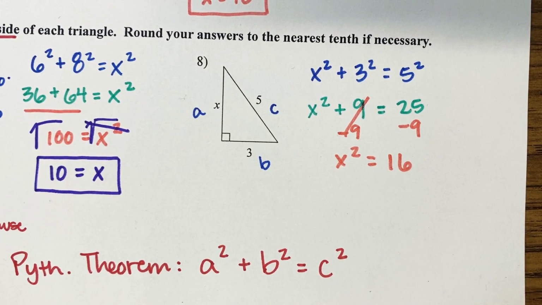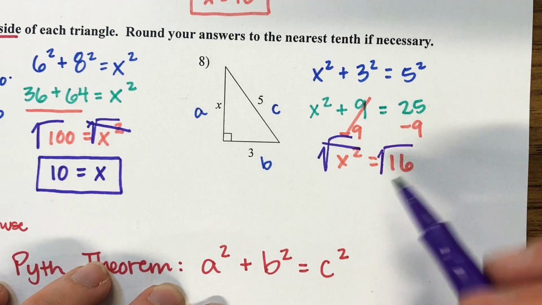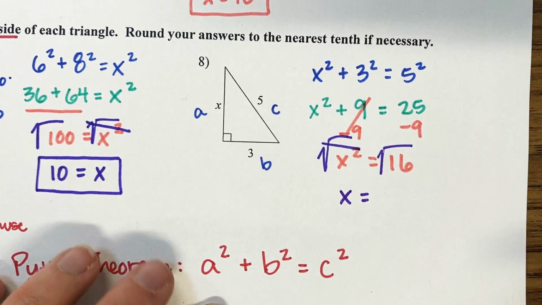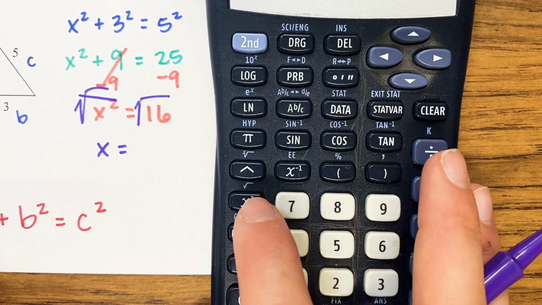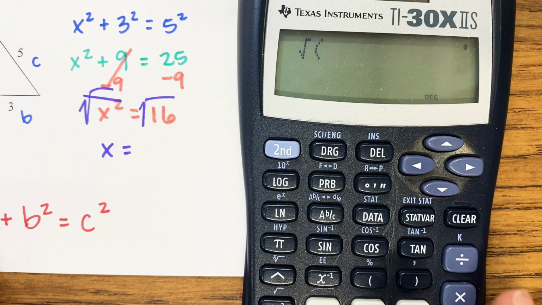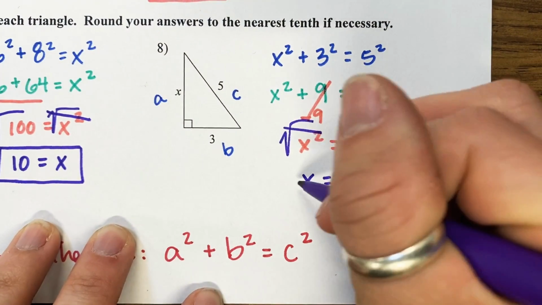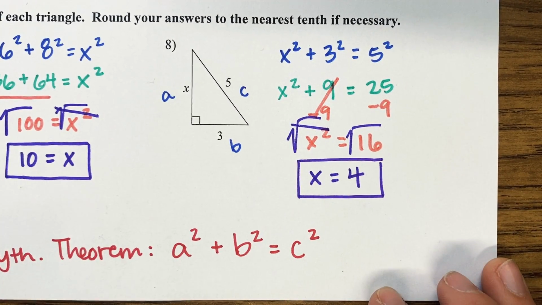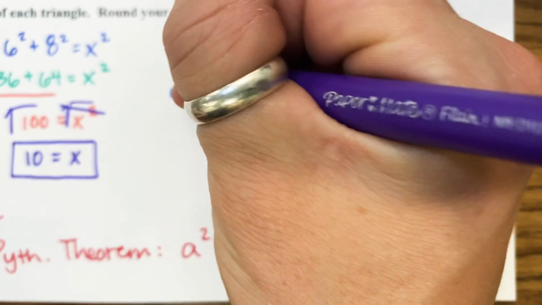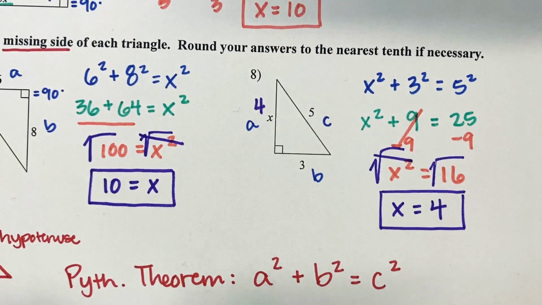Okay, and my very last step, what is the opposite of square? Remember, square root, those cancel each other out. So I get x is all by itself. What is the square root of 16? We can put this in our calculator. Remember, second. And there it is right there, x squared. So we get our little square root, 16. And that's going to give me 4. And there we go. So we know that our missing side ended up being 4. Okay, those are your notes for today.